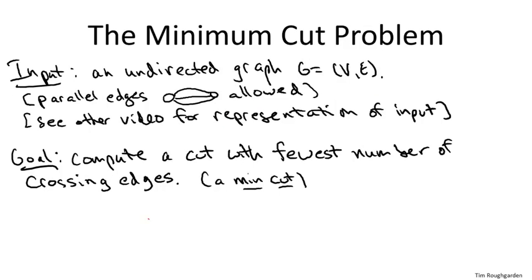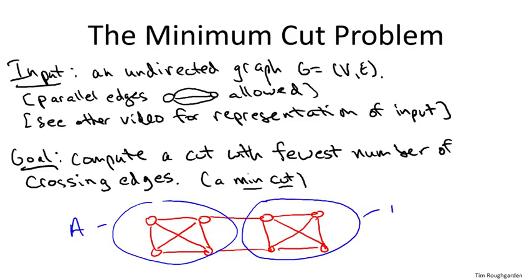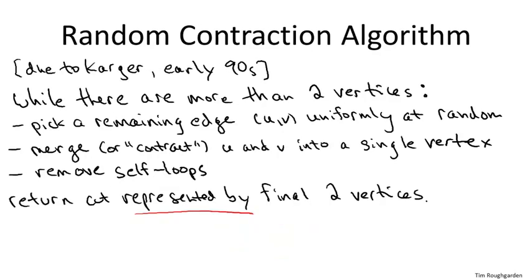So for example, in this graph here, which you've seen in a previous video, the goal is to compute the cut AB here, because there are only two crossing edges, and that's as small as it gets. That's the minimum cut problem, and Karger proposed the following random contraction algorithm based on random sampling.